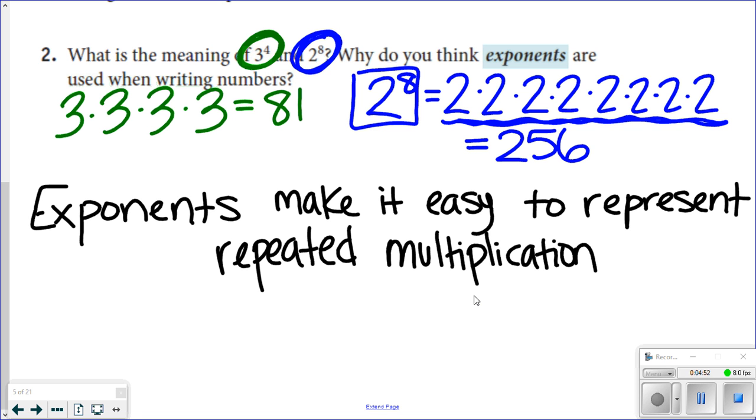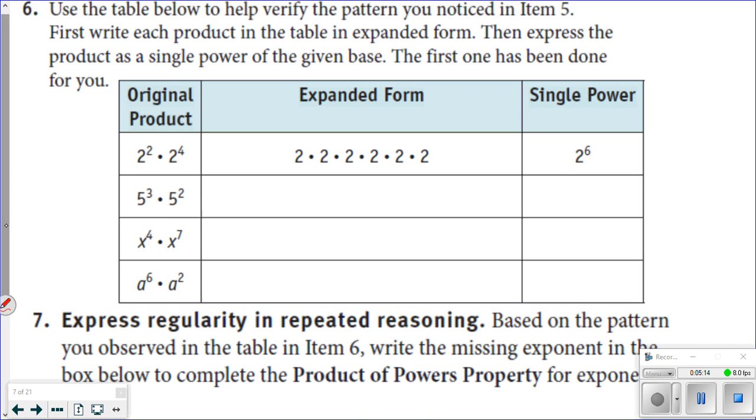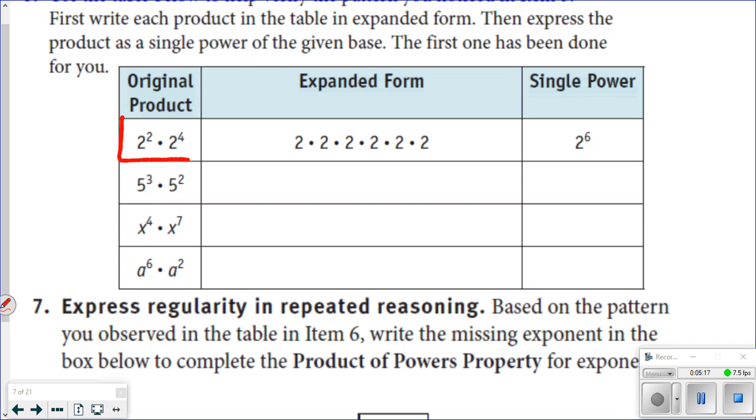Okay, go ahead and turn your page to 288. We're going to jump to question 6. And if we're looking, it says use the table below to verify the pattern. Write each product in the table in expanded form. So in my first column, I have my original product here, which is 2 squared times 2 to the 4th. Okay, in the middle column, the directions said that we're going to write it out in expanded form.